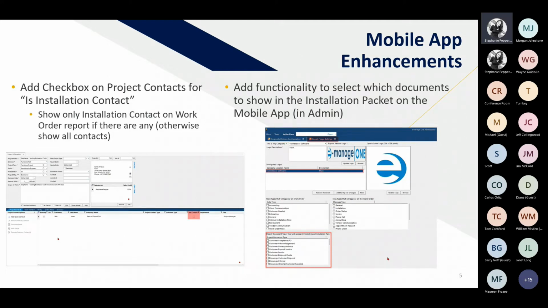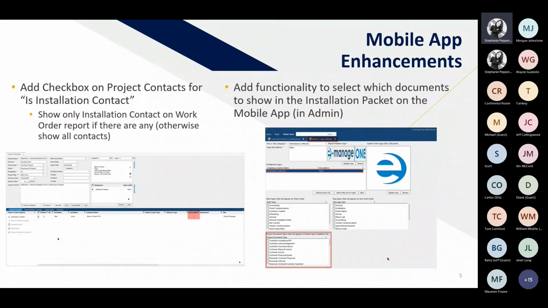Pretty cool feature here. What we did was we added a checkbox on the project contact in the lower area of your project information module, and it says installation contact. If you check that box, only those contacts that are selected as installation contacts are going to show up on the work order packet or the installation packet in the mobile app. If you don't select anybody as your installation contact, it will just default to show all.